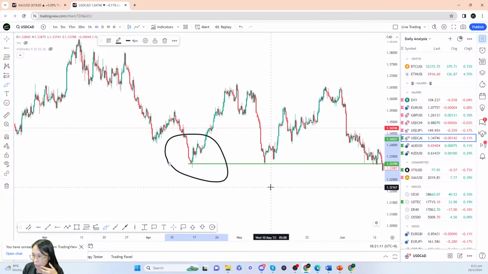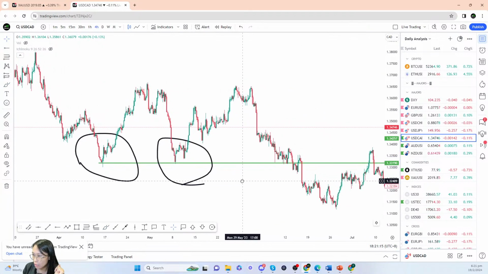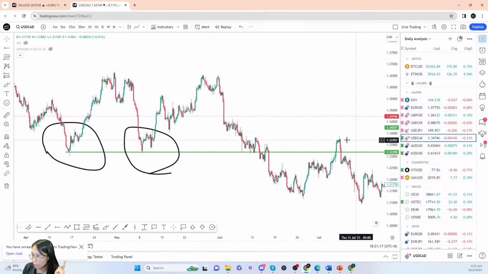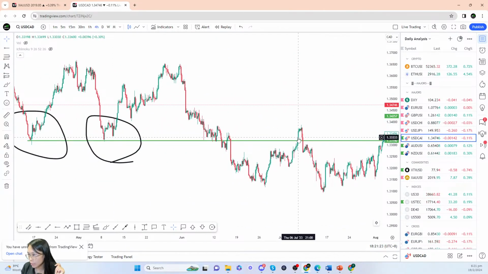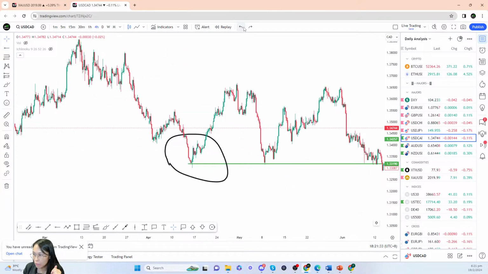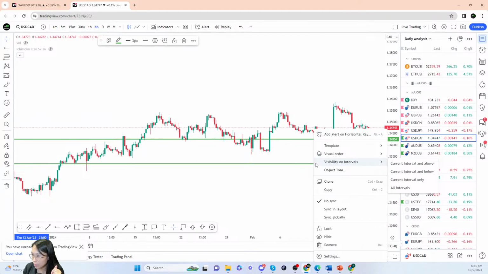We do have one and two V's. This is kind of like a fade breakout. Yep, this is pretty good as it only cuts through one of these swings here. So this is my second support.